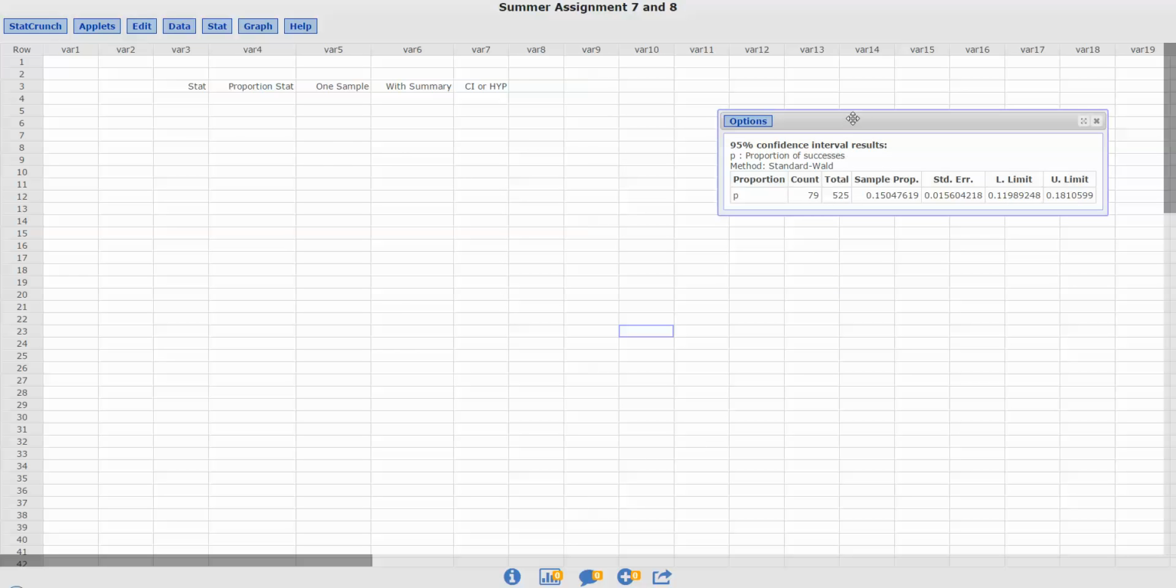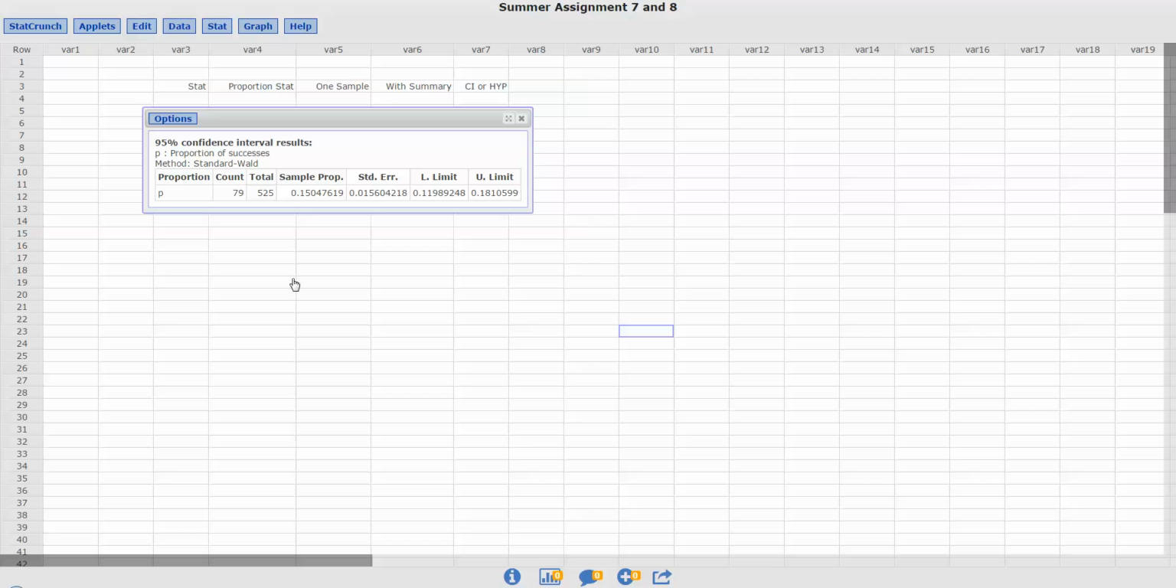Compute. Okay. Yeah, 15% is our sample proportion. 79 out of 525 is probably 15.047%. But at 95% confidence, we think the true proportion might be between 11.98% or 11.99% and 18.11%. Gives us a little wiggle room. That's all a confidence interval is.